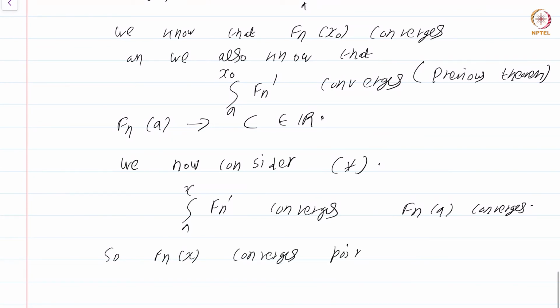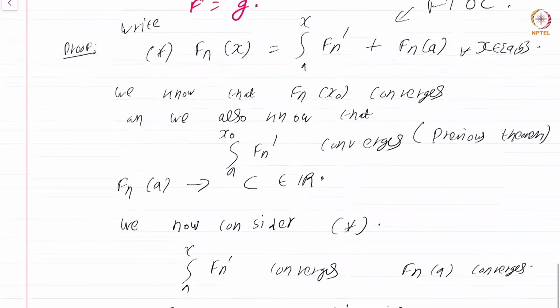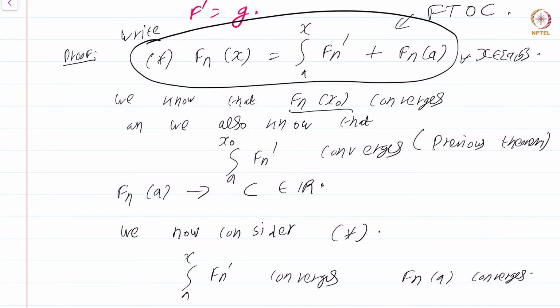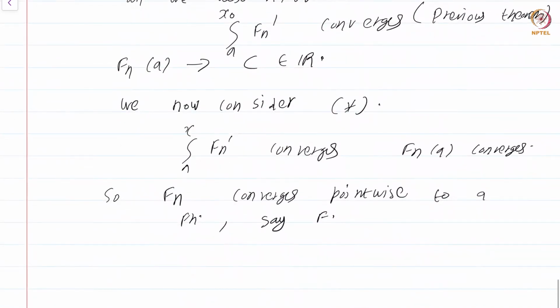Or rather, to be a bit more modern, this is perfectly correct mathematical notation if you are a bit old school. So f_n converges pointwise to a function, say f. So note the key idea. We have this equation star, but just from star you cannot conclude that f_n(x) converges because we don't know the behavior of f_n(a). But from the fact that f_n(x0) converges, we were able to show that f_n(a) converges. Once we have that, we know that f_n converges pointwise to a function, say f.